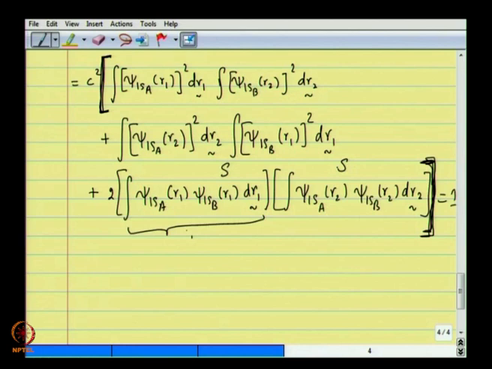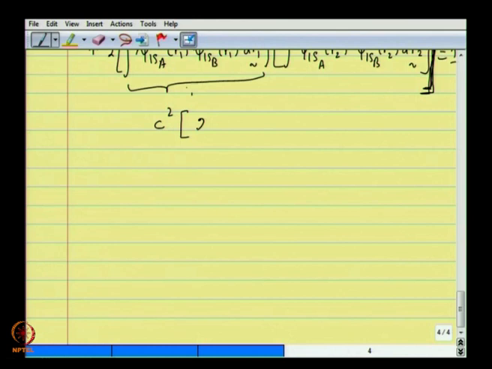Therefore, this is also 1, and this you have recognized immediately as the overlap integral that we talked about in the last 2 lectures, 1s a r 1, 1s b r 1, that is electron 1 in 1s a and 1s b, therefore, the 2 orbital overlap integral. And what you see here is s squared. Therefore, the normalization constant for this problem is c squared times 2 into 1 plus s squared, that should be 1, and therefore, c is 1 by square root of 2 into 1 plus s squared.